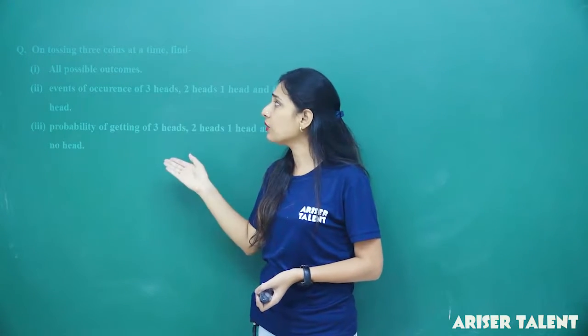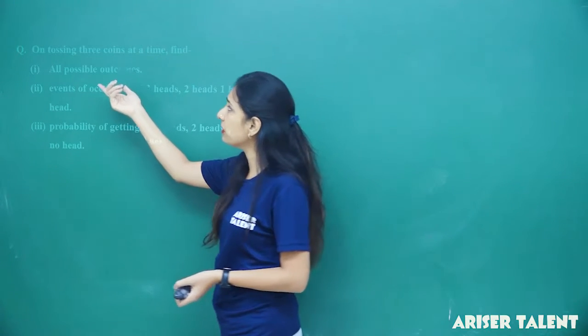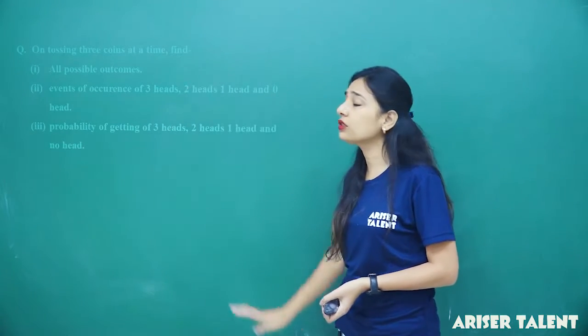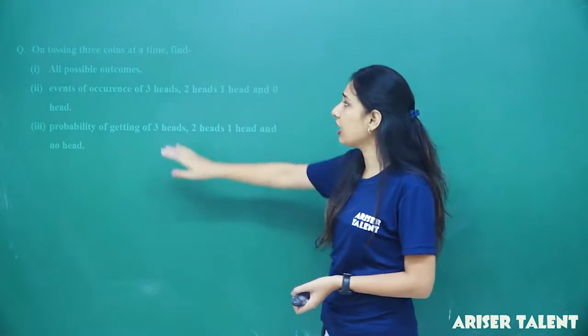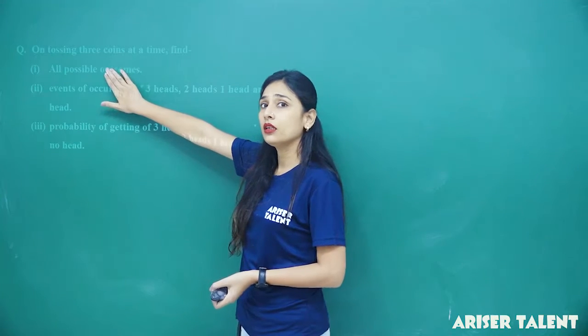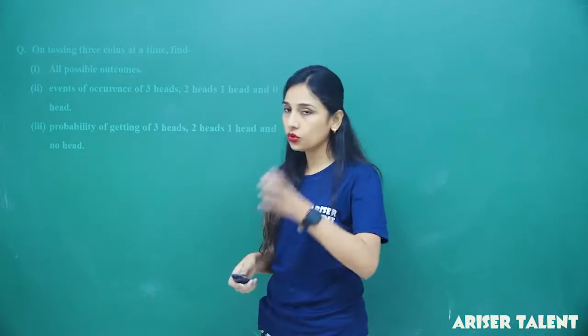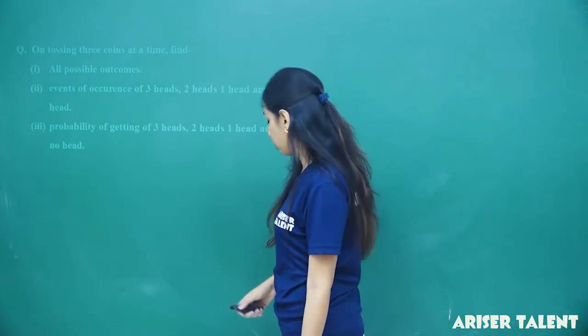write all the possible outcomes, and once you have written all the possible outcomes, it is very easy to do these 2 parts. Okay, and we have done this part in our previous lecture. So just go to the previous lecture and rewatch it.